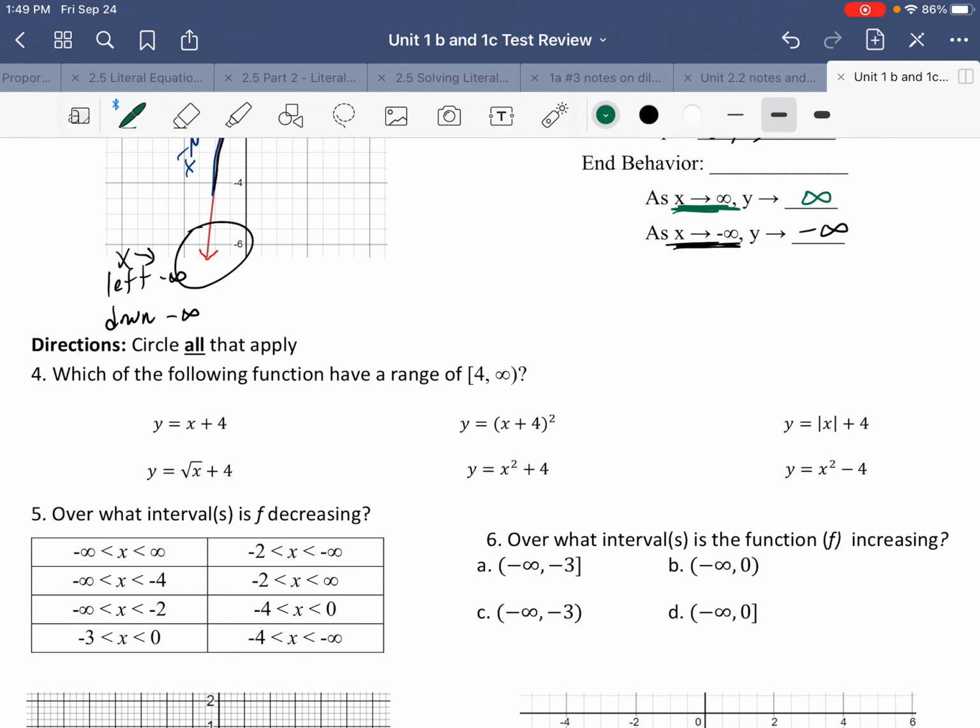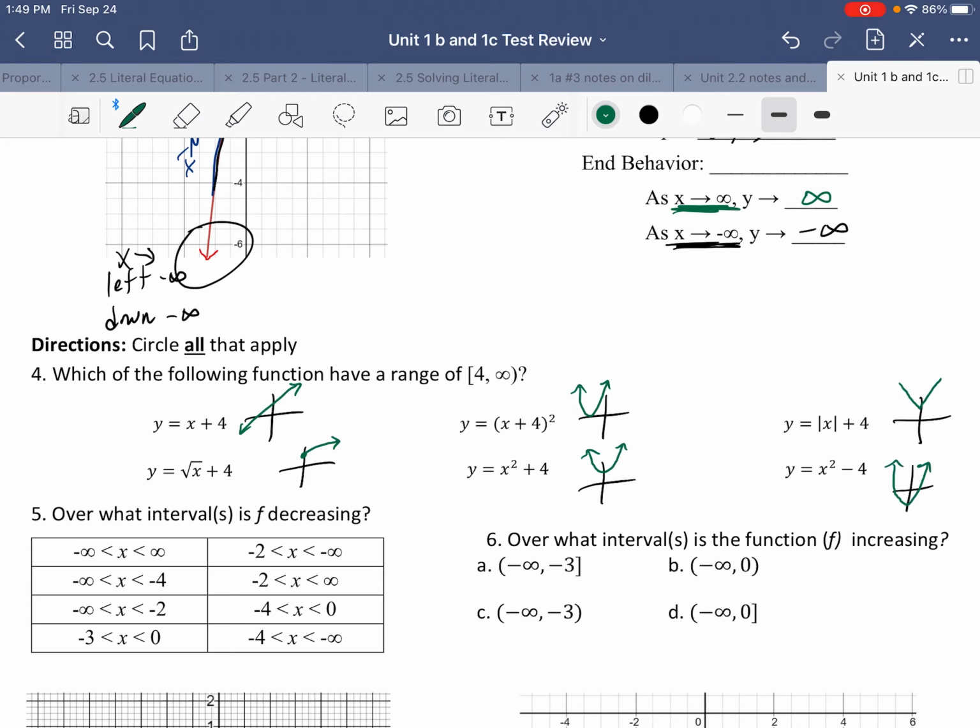All right. All that have a range of 4 to infinity. So what I would do, if I had more time, is go to Desmos and graph each one of these. I'm going to do a quick little graph, just a small one, to look at what each would look like. So the first one would look something like this. That's a linear function. The second one would be to the left 4, so it would look like this. Then an absolute value up 4. Then a square root up 4, so that's like this. Quadratic up 4, so that's like that. And a quadratic down 4.